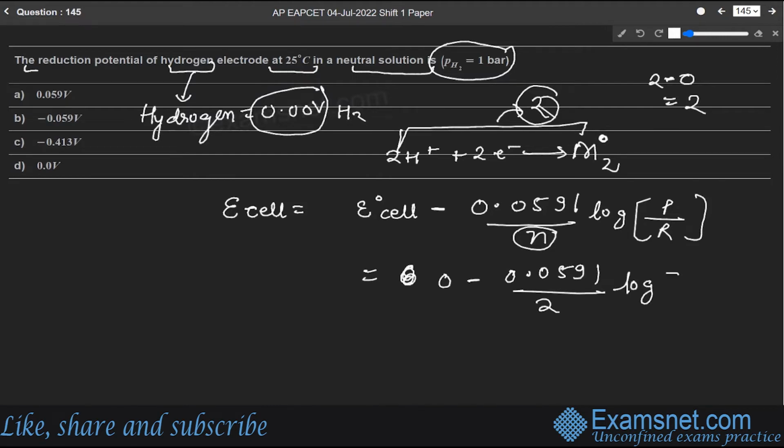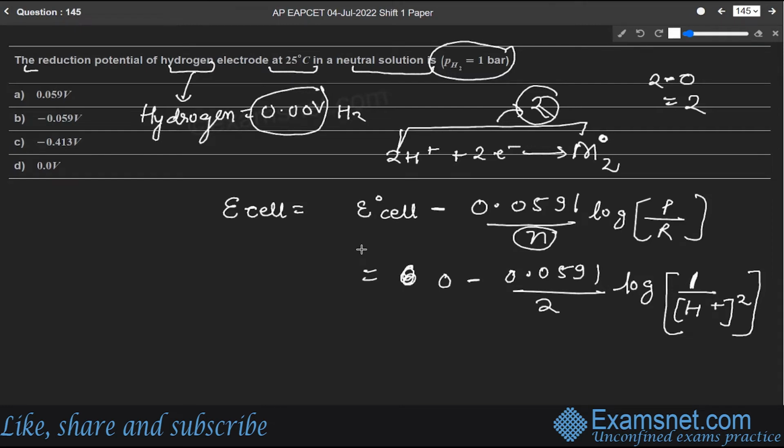What is the concentration of product? The concentration of product is already given to us. That's 1 bar. The reactant concentration is of H positive. And the coefficient for that in the reaction is 2, so that would be raised to the power 2, right?